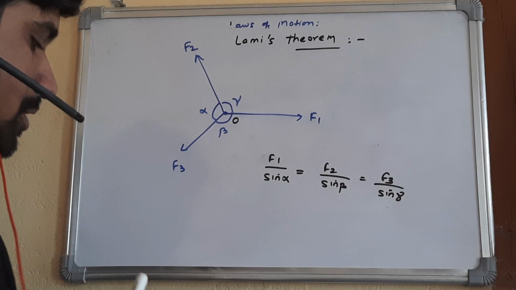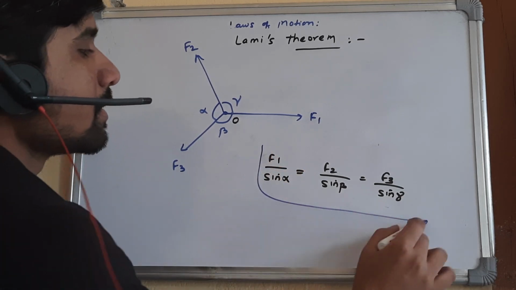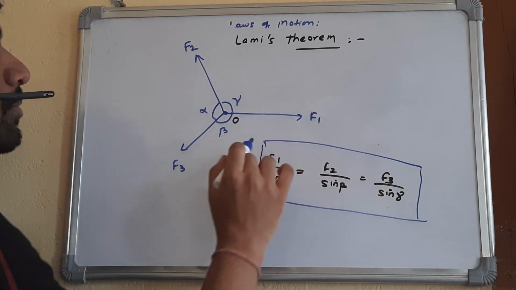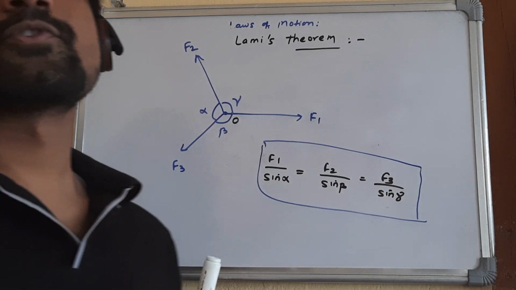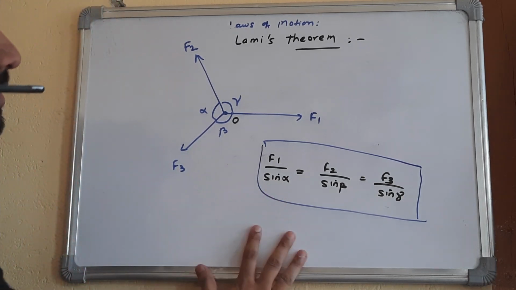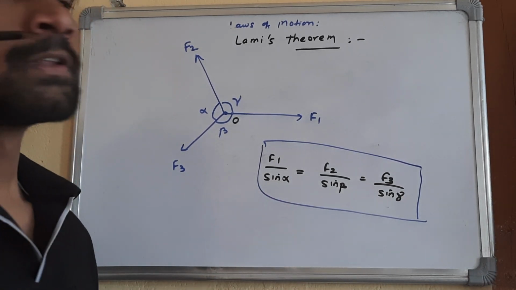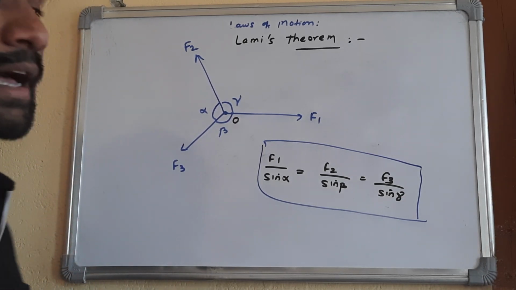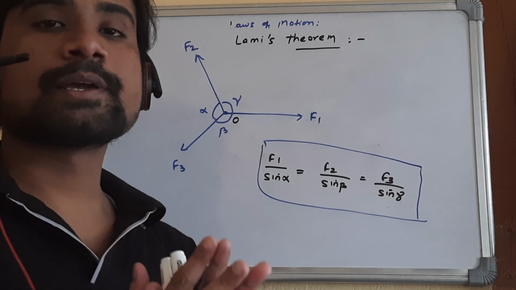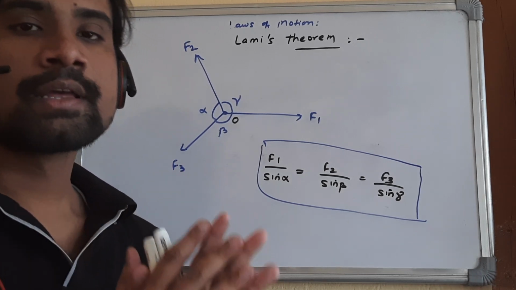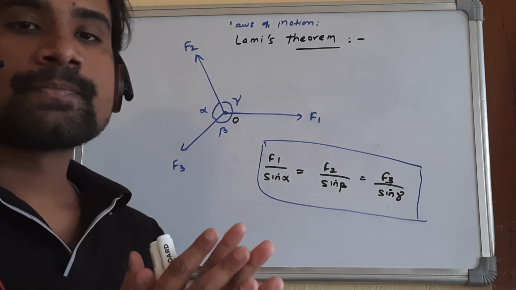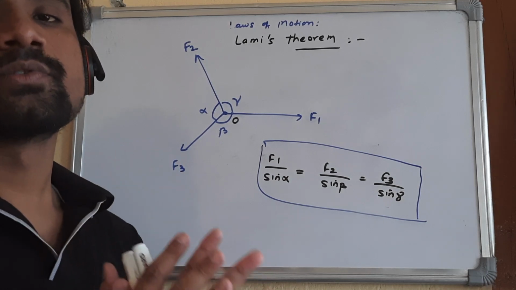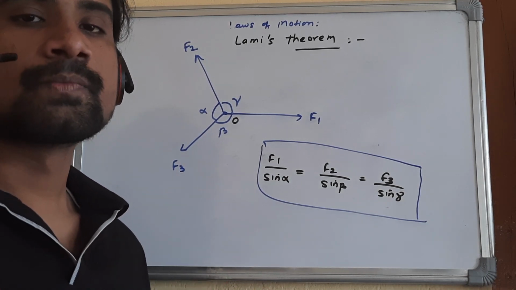So you can remember this expression to solve a problem where you have a point object and 3 concurrent forces acting on it. You can directly use this expression to find the relation between the forces in a state of equilibrium. Basically, these 3 forces are keeping O in the state of equilibrium, which means there is no motion, there is no acceleration, and the net force is 0. The resultant force is 0.